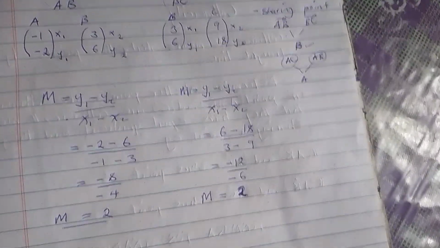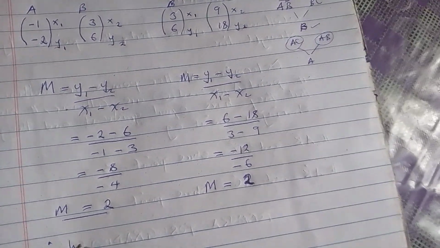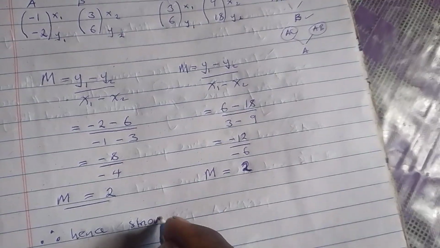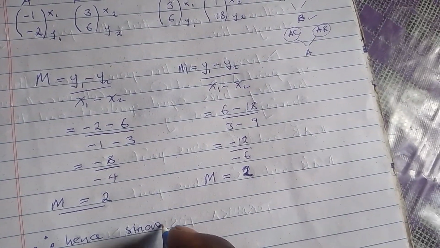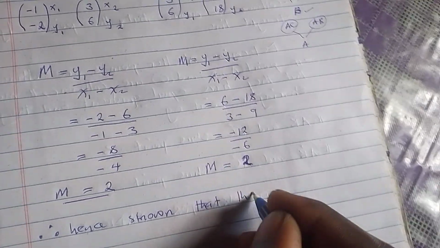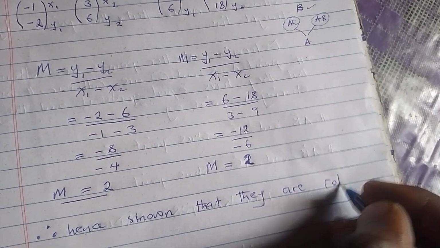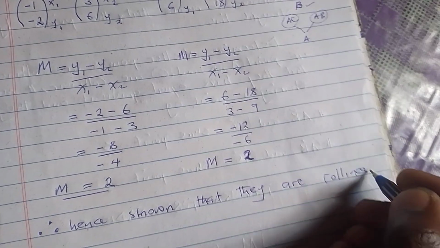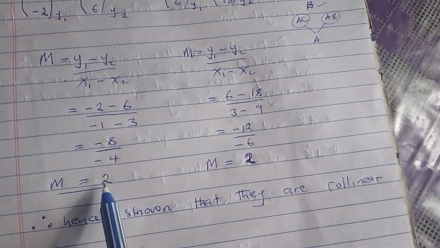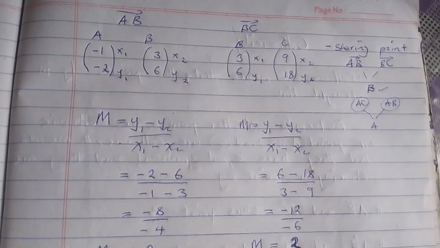So looking at the question, we can now say: hence shown that they are collinear. Why are we agreeing that they are collinear? Because they have the same gradient. Okay, so thank you.